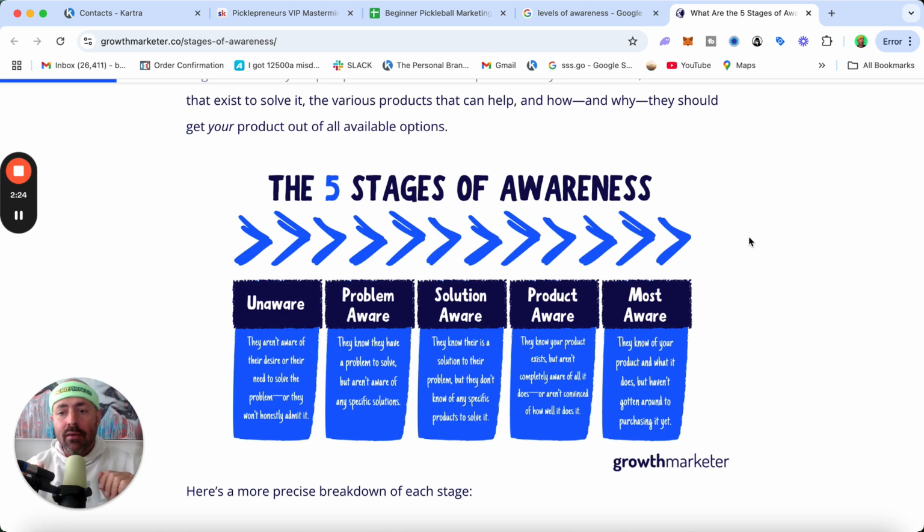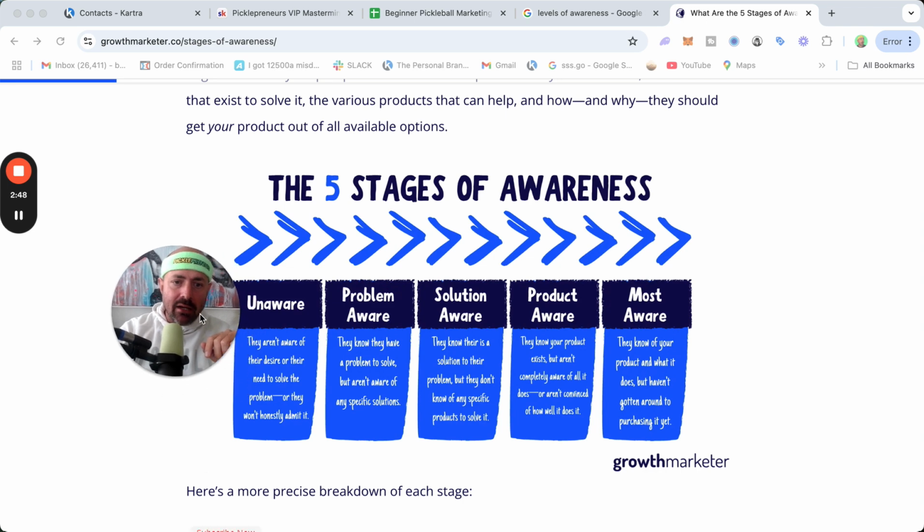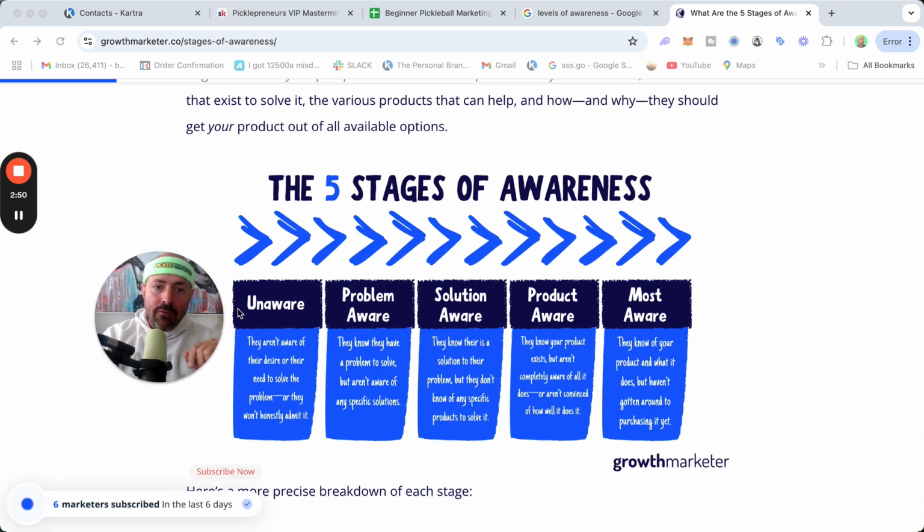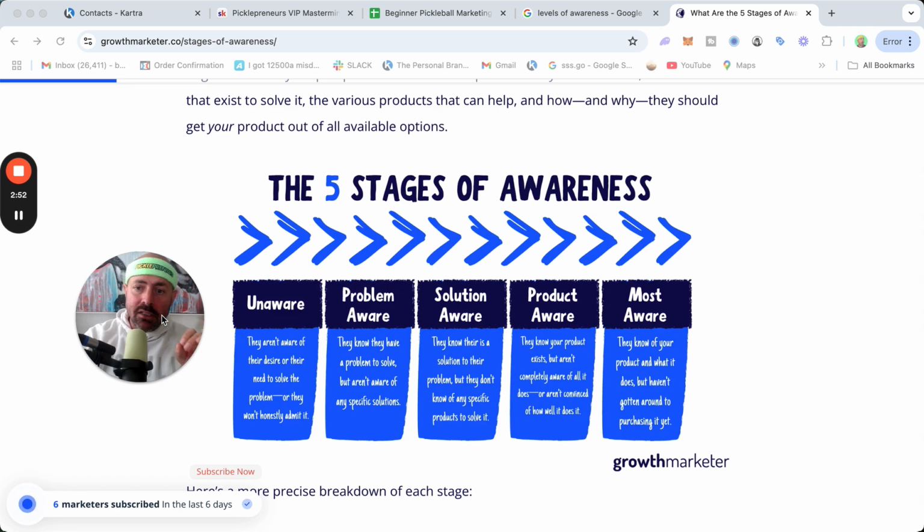Then most aware. They know of your product and what it does, but just haven't gotten around to purchasing it yet. So this is where you'll see a lot of ads, for example, a specific offer, and that is tailoring to that person that's kind of ready to go, but maybe they've got some things happening behind the scenes in their life, and they just haven't hit that button. They just haven't reached out, okay? So I would predict that many of you watching this video fall into the category of your marketing being aimed at the most aware stage.